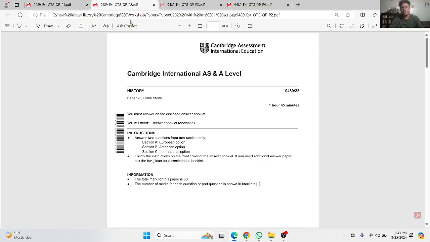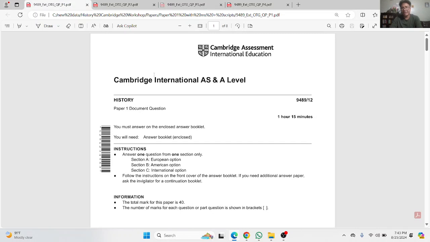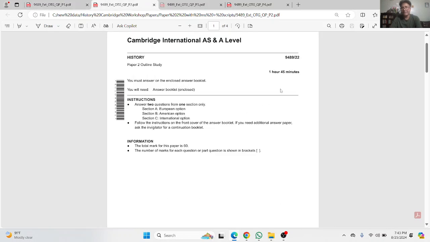Now coming to paper 2. Paper 2 is also called outline study. This is much similar to an essay type question that you used to attempt previously in history. So basically the time given is 1 hour and 45 minutes. I can also highlight the time given for paper 1. Paper 1 you have 1 hour and 15 minutes, and the duration for paper 2 is 1 hour and 45 minutes.